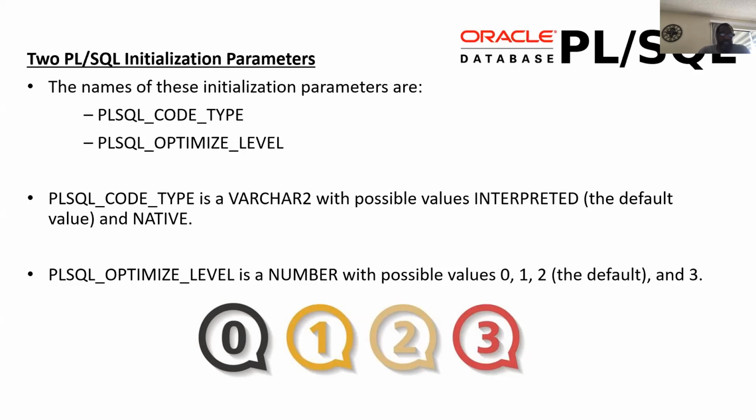And then the second initialization parameter is your PLSQL_OPTIMIZE_LEVEL. This is a number as far as its data type, and it has four values, 0, 1, 2, and 3, with 2 being the default. And we'll go into details about those in a bit.